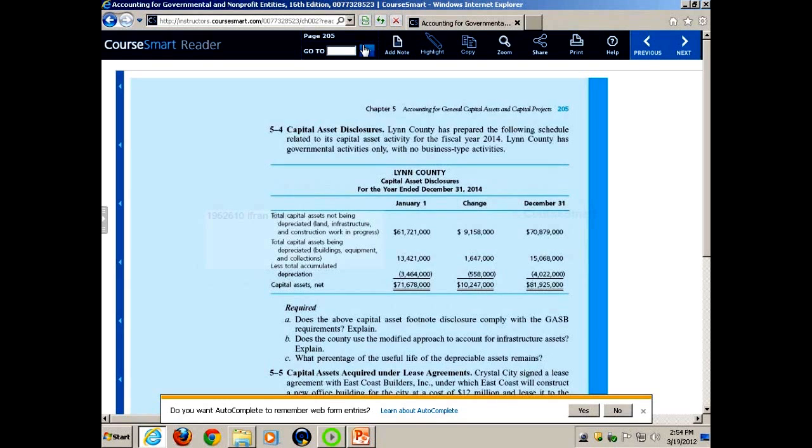Record the estimated impairment loss in the journal for governmental activities at the government-wide level. Well, what's the amount of the loss? And what happened? The building has to be what? Written down, right? By what? Well, this is the impairment itself.